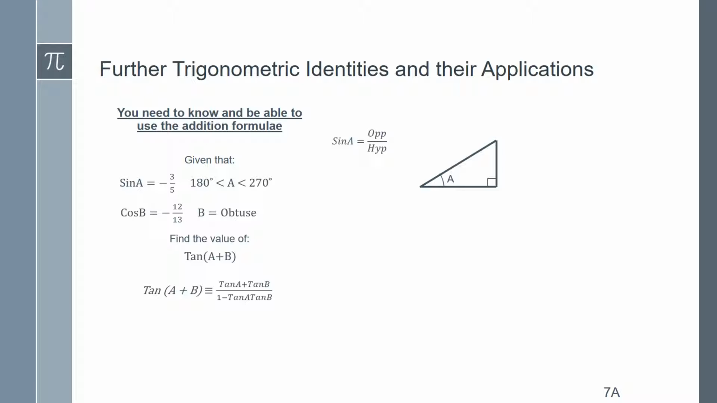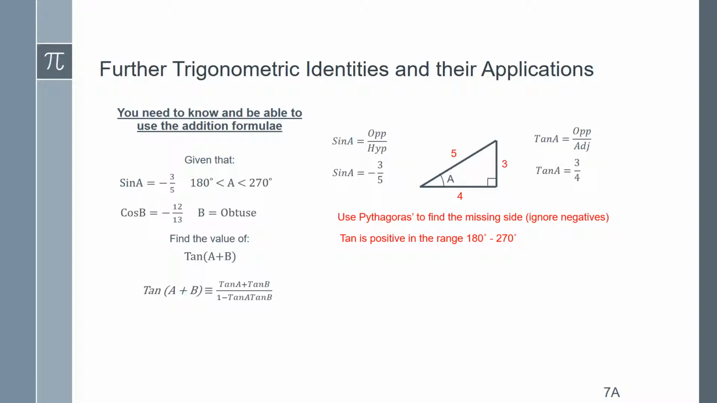Sine is the opposite over the hypotenuse. So if sine A is minus 3/5, we can draw a right angle triangle. Again, ignore the minus signs, we'll worry about those in the future. You can use Pythagoras to find the missing side. So tan A is 3/4. If we think about the graph of tan, there it is, it's positive in the range 180 to 270, therefore tan A really is 3/4.